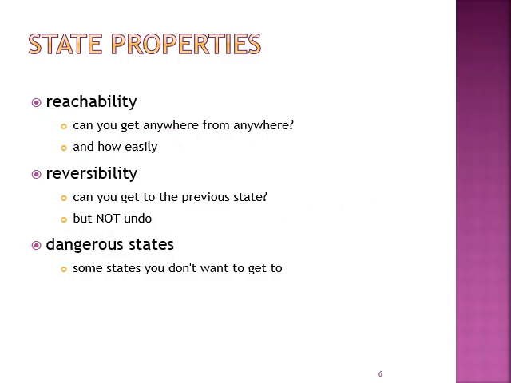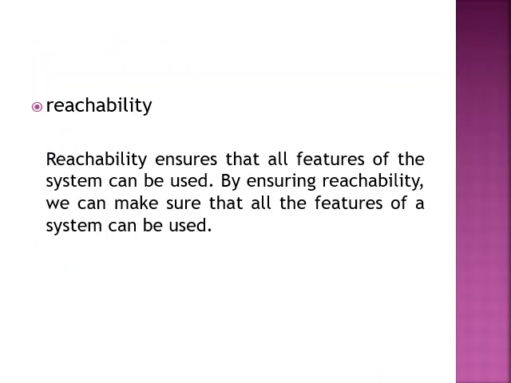Reversibility and dangerous state. Reachability mainly ensures that all features of the system can be used. By ensuring reachability, we can make sure that all the features of a system can be used. So can we get to any state from any other state? Reachability ensures that all features of the system can be used.